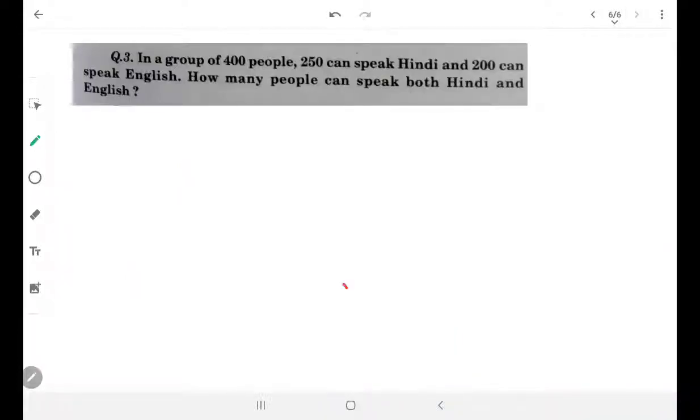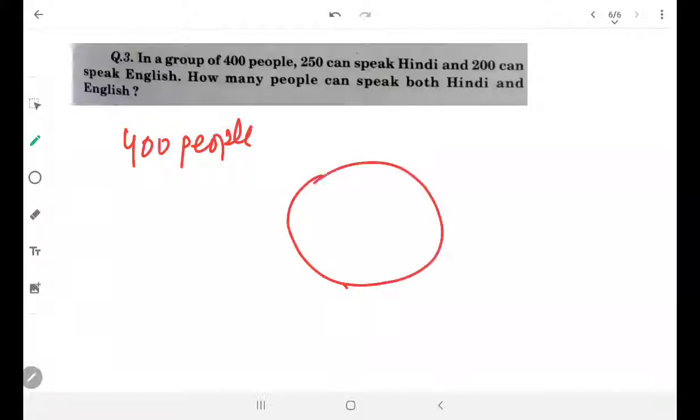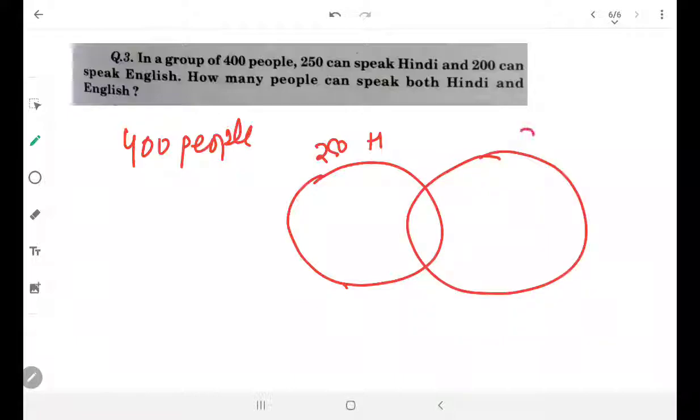Okay, let's go to the next problem. In a group of 400 people, so there are total 400 people, 250 can speak Hindi. It's not Hindi only. And 200 can speak English. How many people can speak both of them?